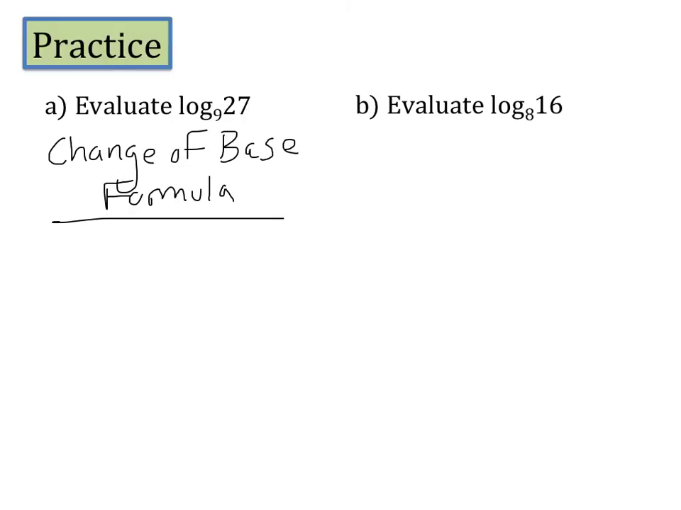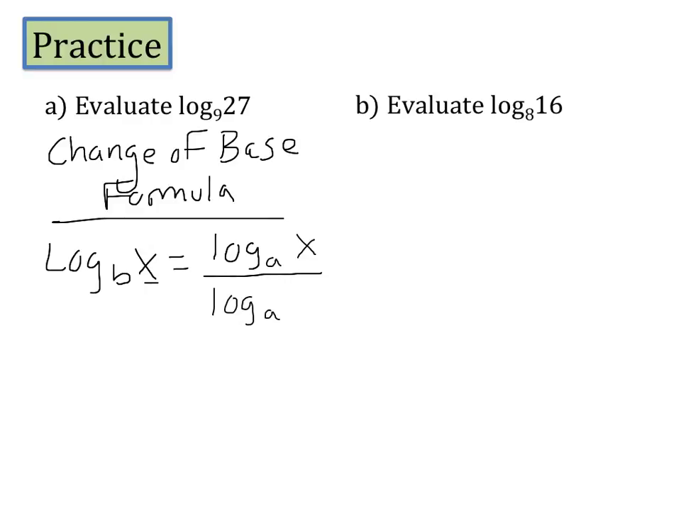The way this formula works is if we have log base b of some quantity x, we have to break that out into a fraction. Now that fraction is log of some common base a of x, so that's the quantity that we have here, divided by log of some common base a of b, so whatever that base is. So let's look at our first example here.